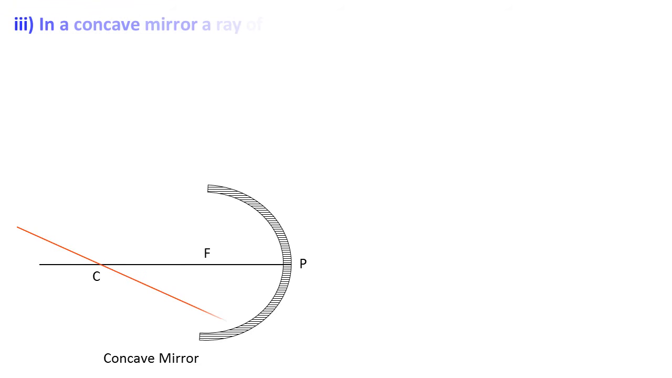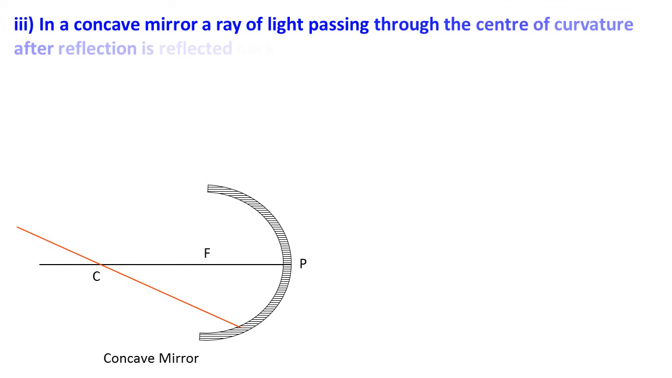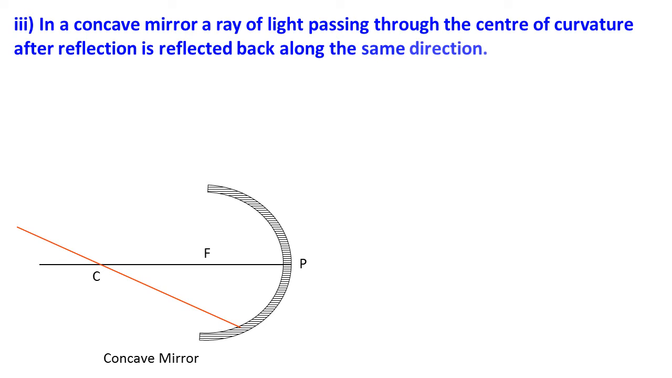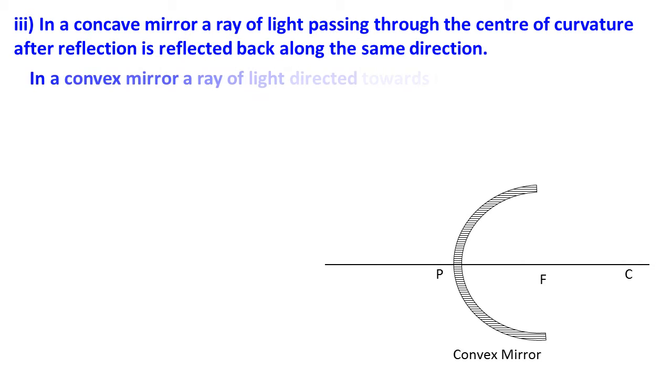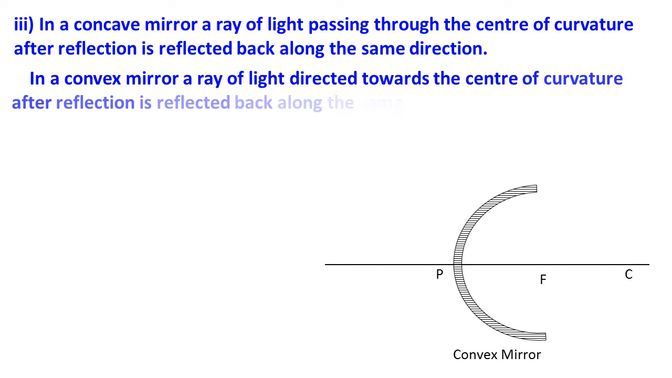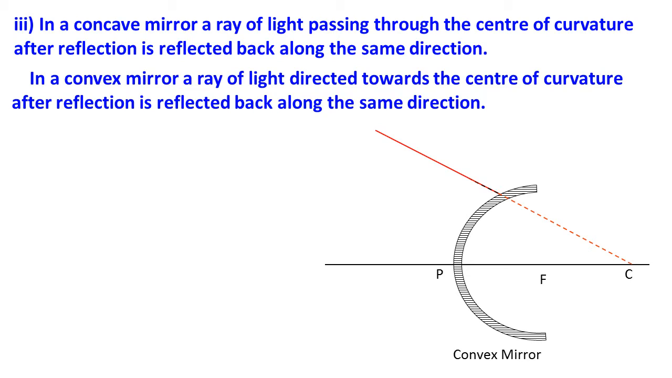Third point, in a concave mirror, a ray of light passing through the center of curvature after reflection is reflected back along the same direction. In a convex mirror, a ray of light directed towards the center of curvature after reflection is reflected back along the same direction as shown in the diagram.